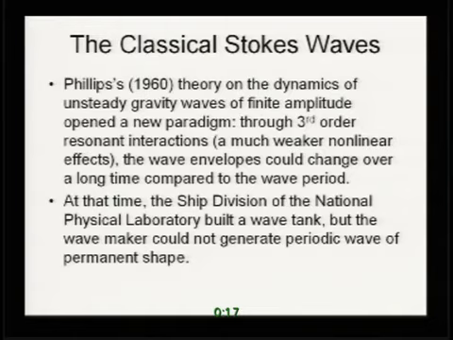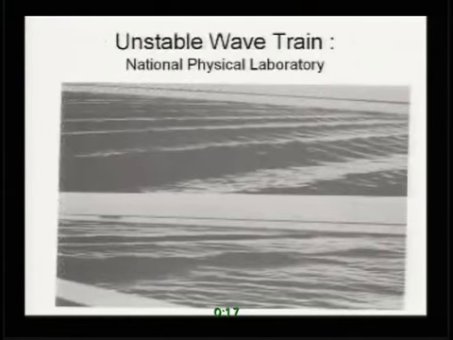But at that time, the British National Physical Laboratory built a wave tank. Everybody thought that a wave should have a permanent shape. They built a wave tank to do shipbuilding research. They wanted to create a wave of permanent shape. And to their surprise, they generated a wave that was very, very regular. By the time it propagated about 200 feet, the wave disintegrated.